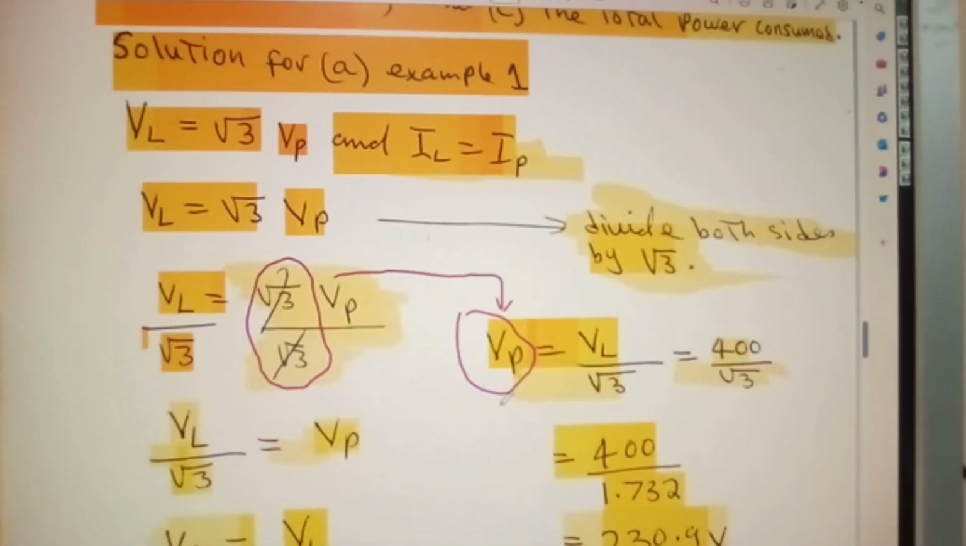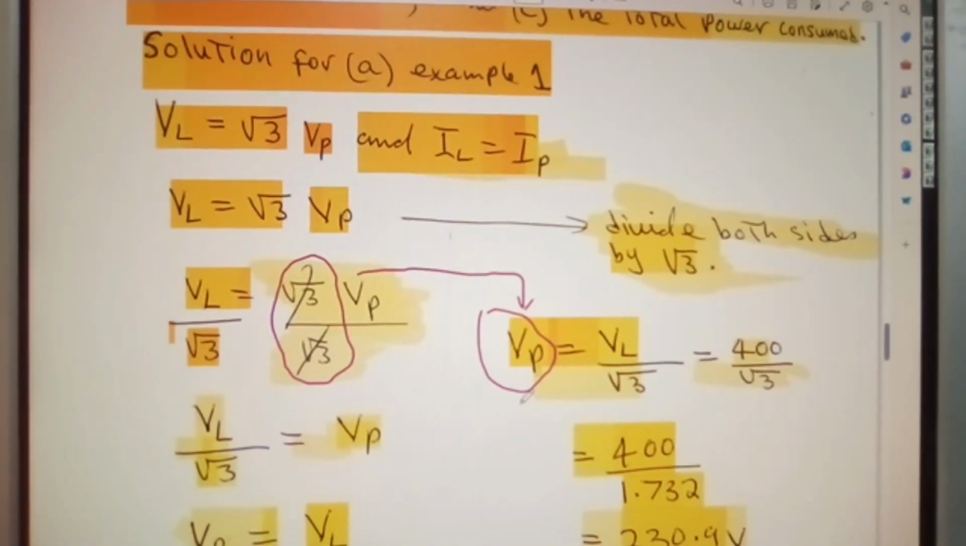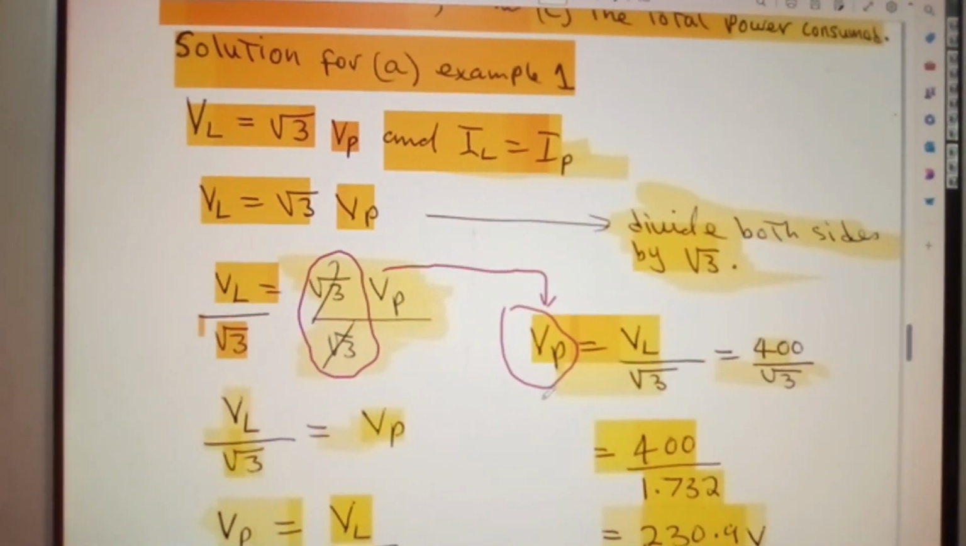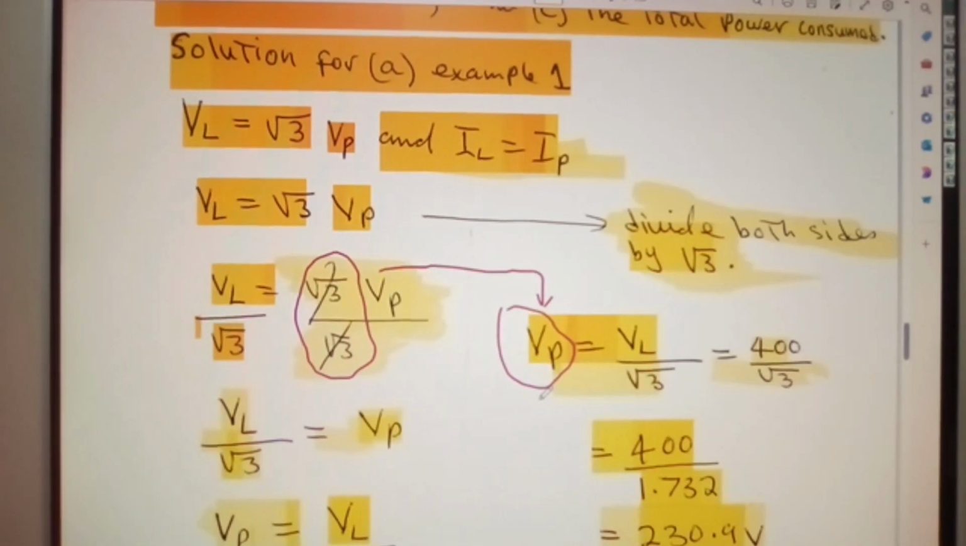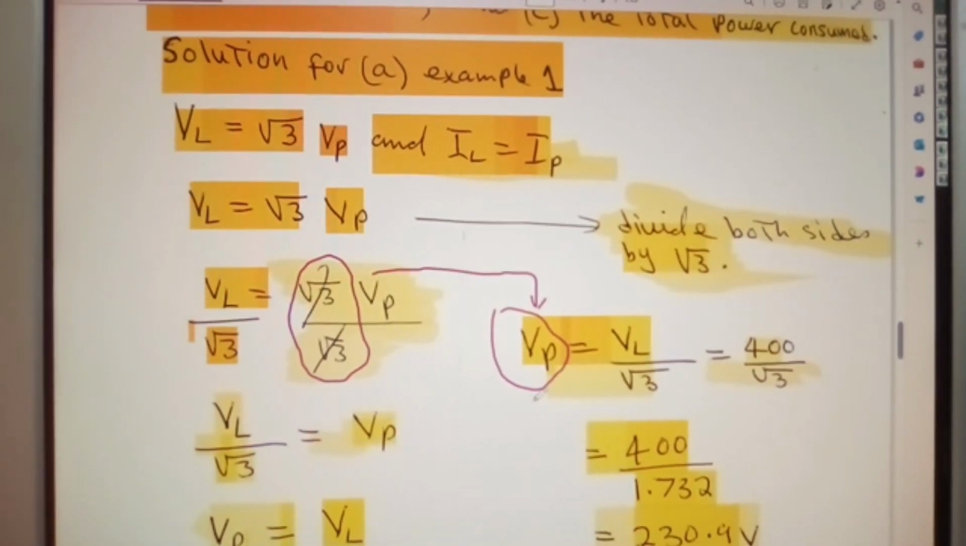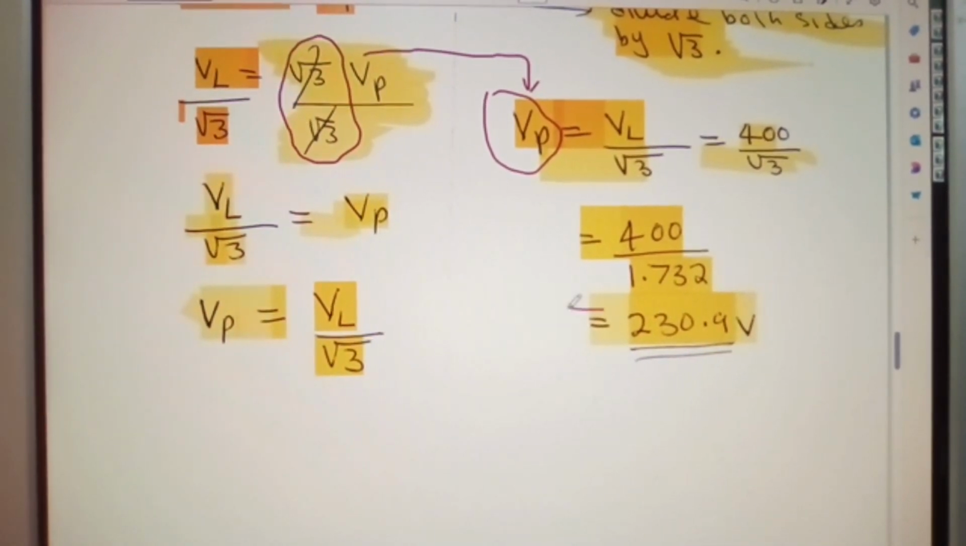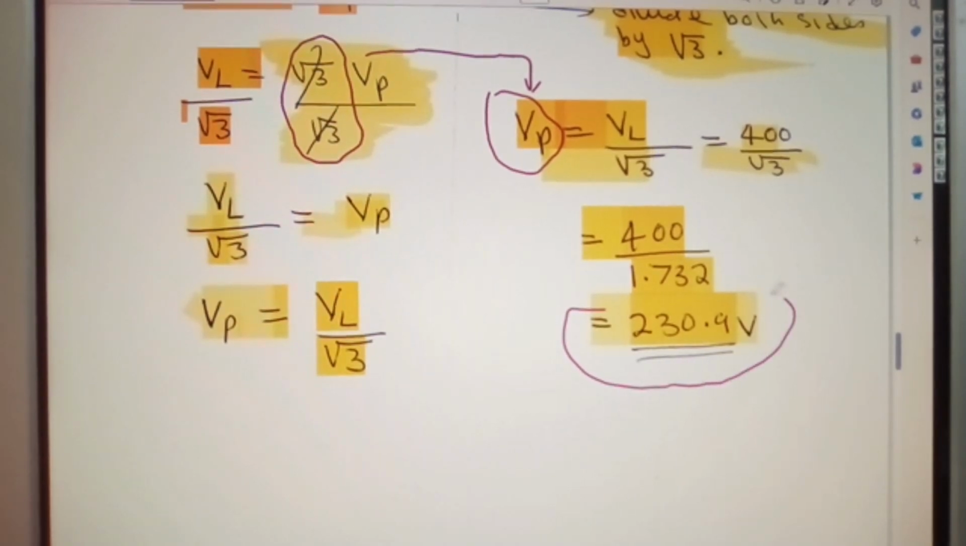Now you need to find your own style of learning. All I can do is give you an overview, but you'll need to set that style for yourself. And here you have VP equals 400 over square root of 3. Now, we know that's 1.732, therefore we get a voltage of 230.9 volts.